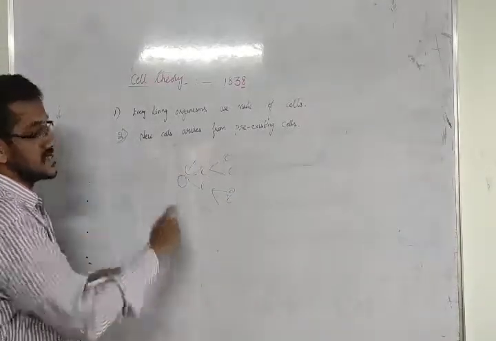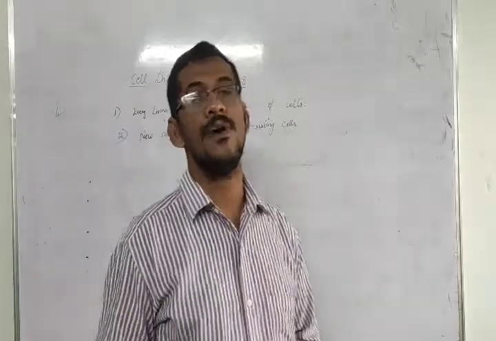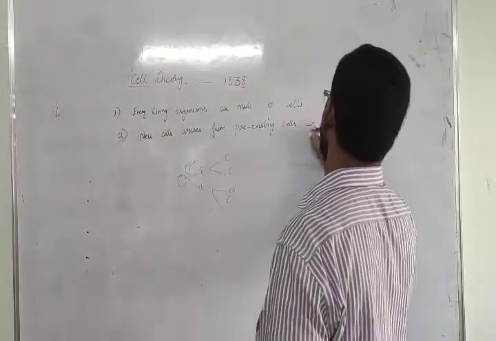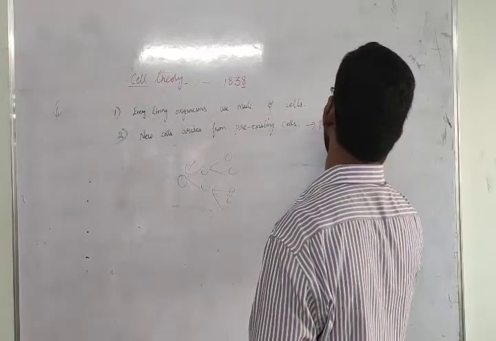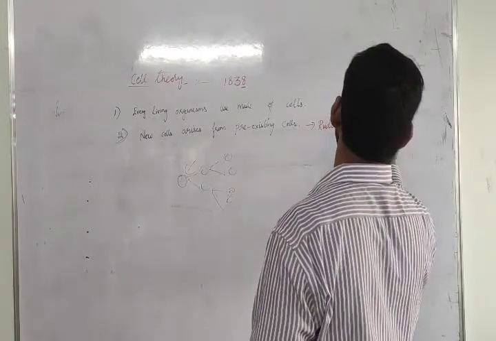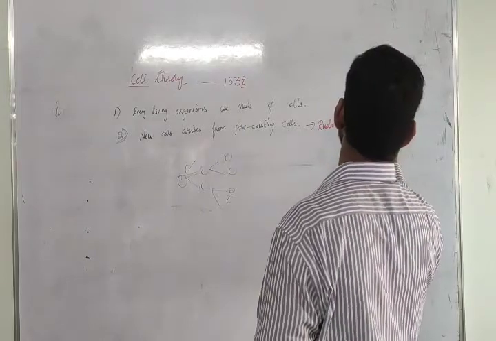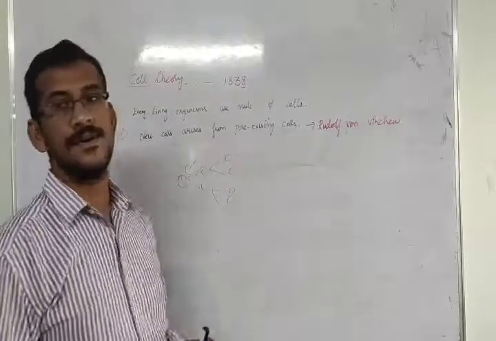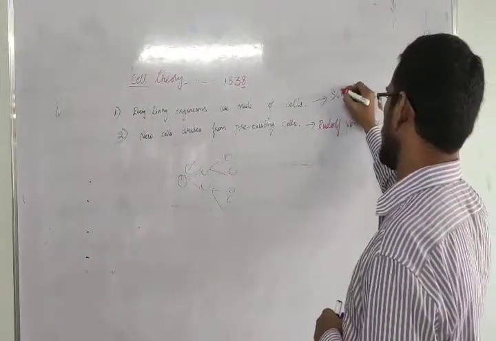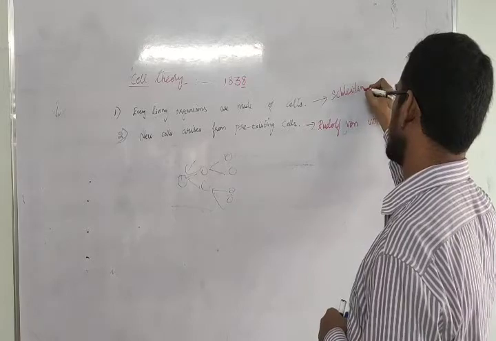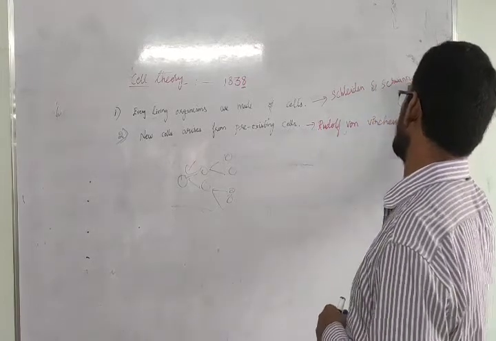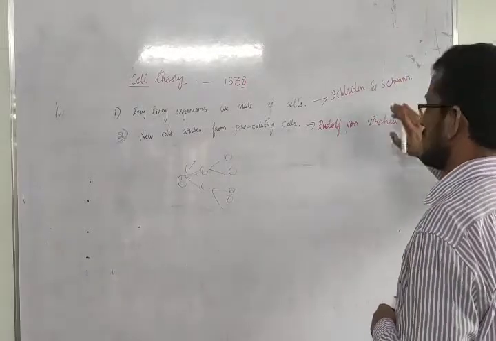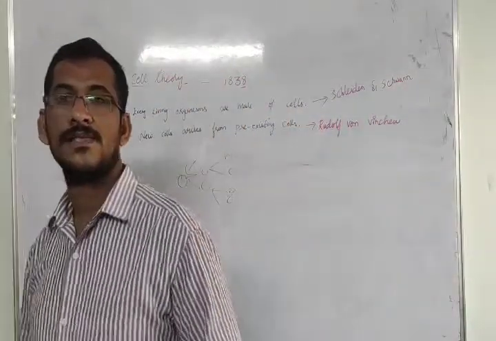This statement was made by Rudolf Virchow. Who said this? This is said by Rudolf Virchow. He added this later on. Earlier, the cell theory was given by the scientists Schleiden and Schwann. One worked on animal cells, the other on plant cells. Understood? And finally they gave the cell theory.